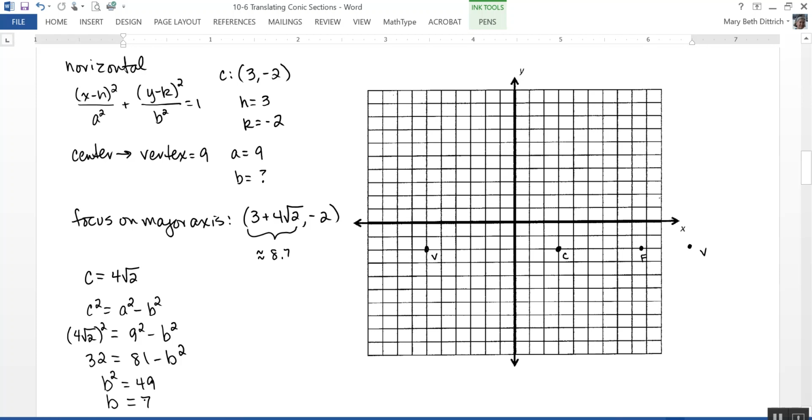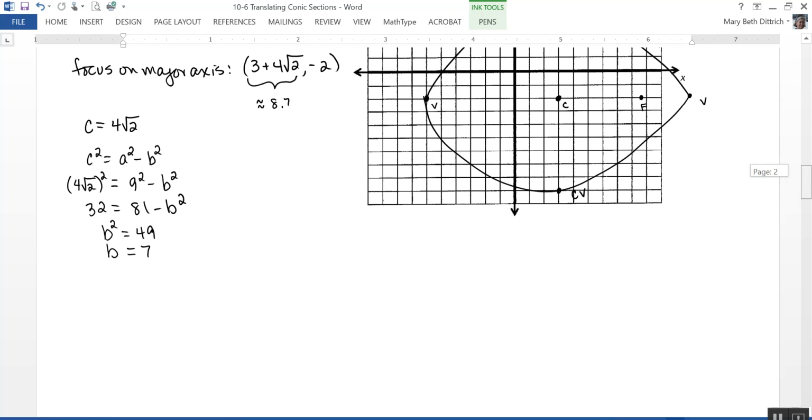And actually I can use that to help me graph. So that's the distance from the center to the co-vertex. So if I want to go up 7, 2, 4, 6, 7. Those are going to give me my co-vertices. I could go ahead and graph this now. Okay, that's not the best looking ellipse, but that's okay. And now I have enough information to write my equation.